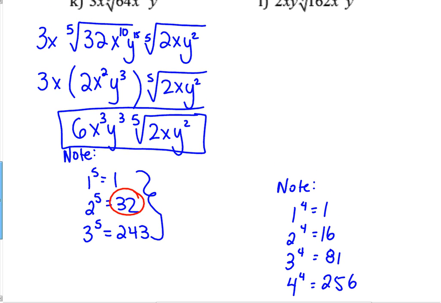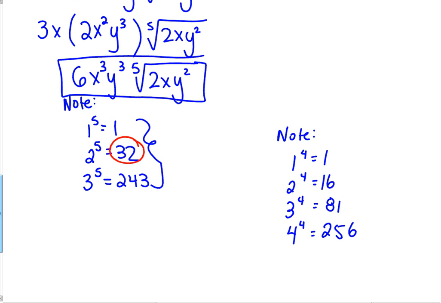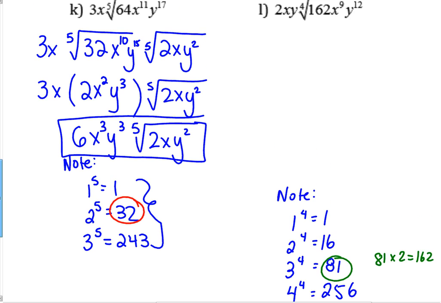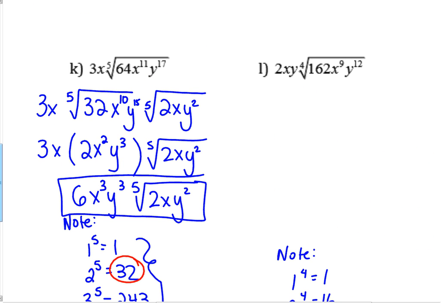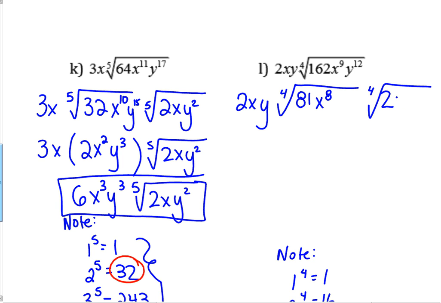So we're going to simplify this guy. 162. Which one of these is a factor of 162? 81 times 2 will give you 162. Okay, so I'm going to go back up here. So we have our coefficient. We're still simplifying this though. So 4th root of something times 4th root of something. So you told me 81 times 2. Okay, how are we splitting up x to the 9? Largest multiple of 4, so x to the 8, and 1 x left over.